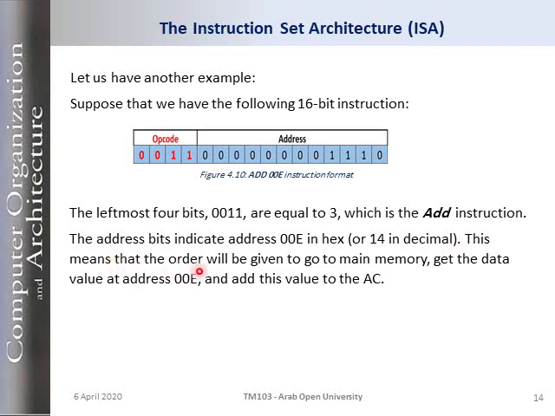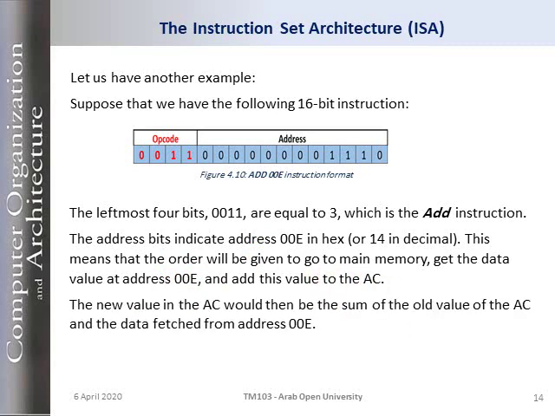This means that the order we will be given is to go to the main memory and get the data. So we will get the data from the address 00E, and whatever data is found there, we will add it to the value stored in the accumulator register. The new value in the accumulator would then be the sum of the old value of the accumulator plus the data fetched from the address 00E.